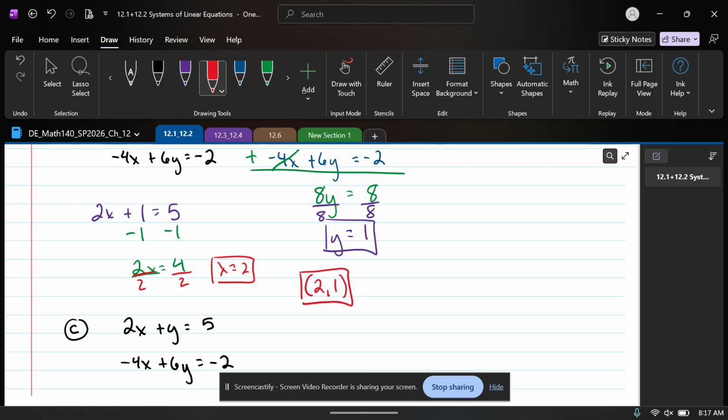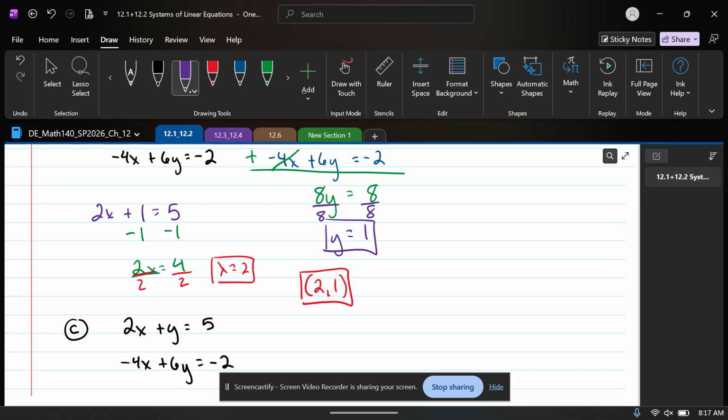So substitution, great way. Elimination, great way. Both of them get you the same solution. So it doesn't matter. And on the test and stuff for this, all I'm going to say is solve. You pick which method you like. If you're really good at substitution, do that one. If you're really good at elimination, do that one. Or you can do it by graphing even.